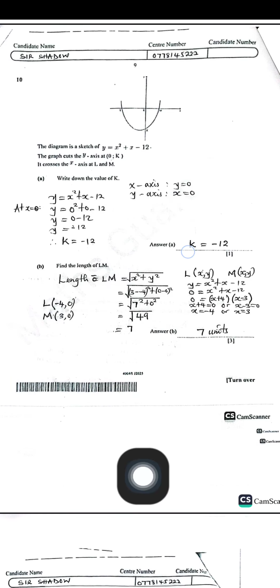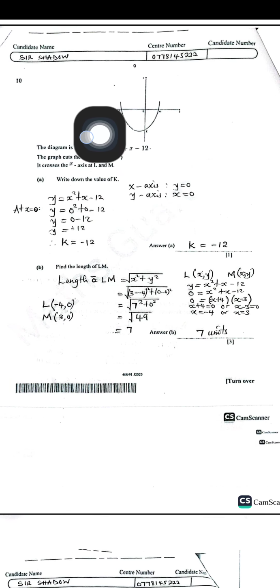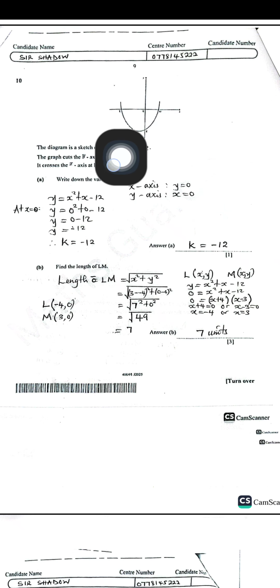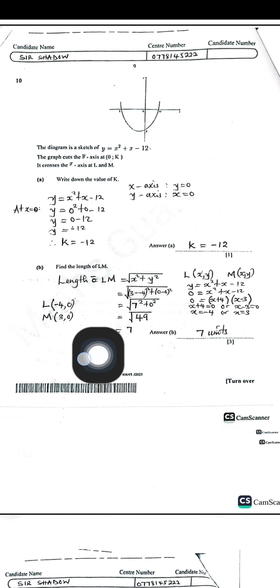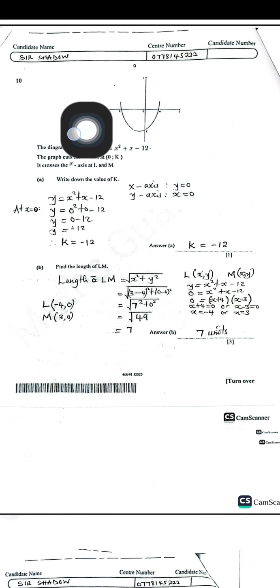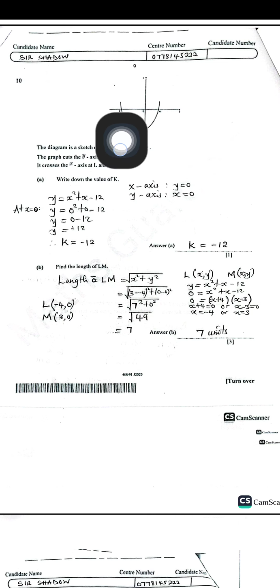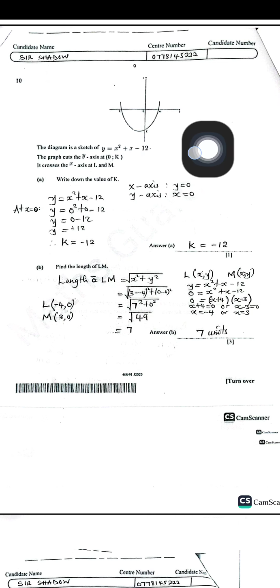Right, let's move on to the other part, which is part B. In part B, we are asked to find the length of LM. For us to find the length LM, first of all, you find the coordinates of L and the coordinates of M. Then you use this formula. For the coordinates of L, remember, this graph cuts the x-axis at points L and M.